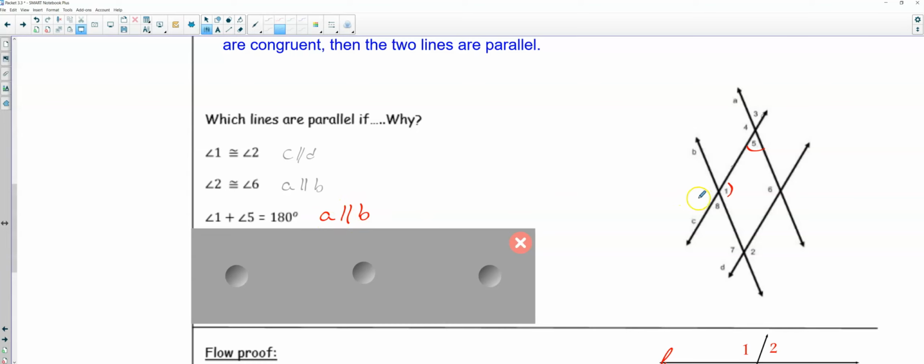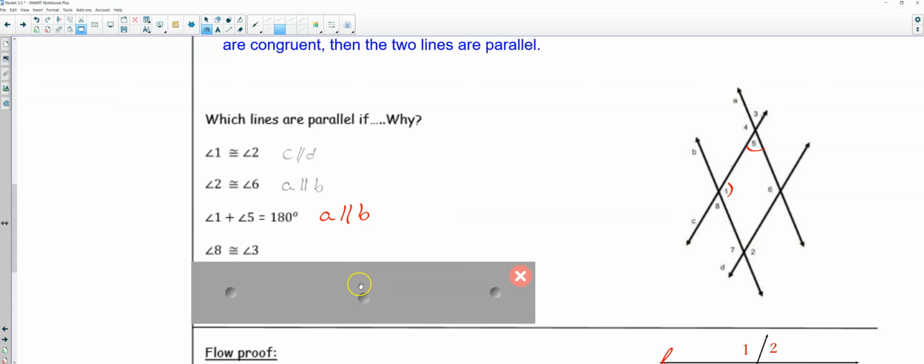And that's because the converse of the consecutive interior angles theorem, or the same side interior angles theorem, says that if the two angles that are consecutive interior angles are supplementary, that means they add up to 180, that means that line A must be parallel to line B, that the two lines are parallel.